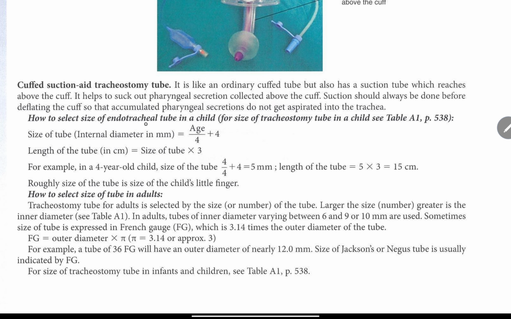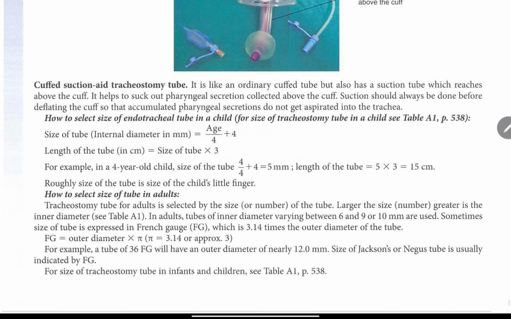How to select the size of a tracheostomy tube in a child. For size of tracheostomy tube in a child, see table A1, page 538. Size of tube internal diameter in millimeters equals age divided by 4 plus 4. Length of the tube in centimeters is size of tube into 3. For example, in a 4-year-old child, size of the tube is 4 divided by 4 plus 4, equal to 5 millimeter. Length of the tube is 5 into 3, 15 centimeter. Roughly, the size of the tube is the size of the child's little finger.